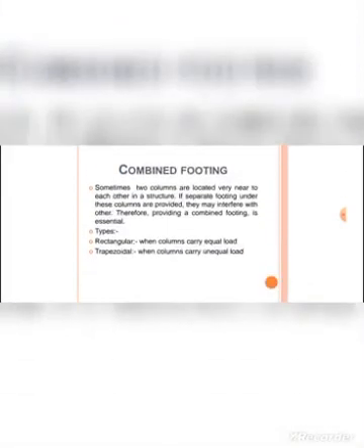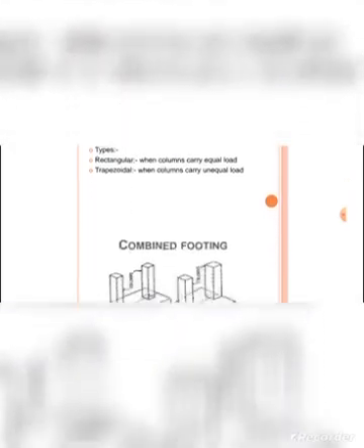Next one is combined footing. Looking into the word meaning, it is combining something. That is, if two columns are located very near, then they are combined with each other. If separate footings under these columns are provided, it is not economical. In that case, we use the combined footing. There are two types of combined footing: rectangular combined footing and trapezoidal combined footing. Rectangular combined footing is used when the loads are equal, and trapezoidal combined footing is used when the loads are unequal.